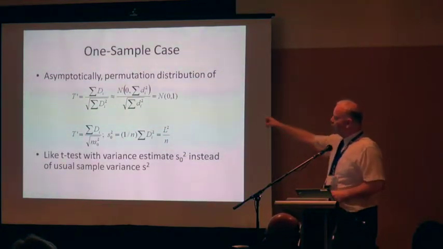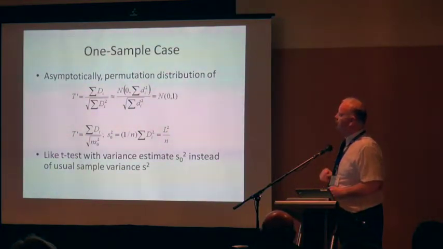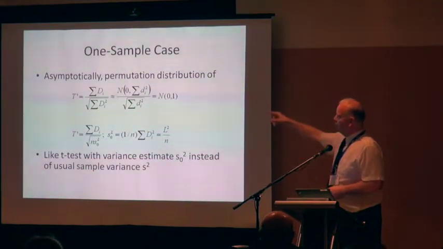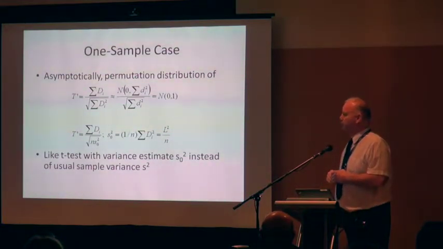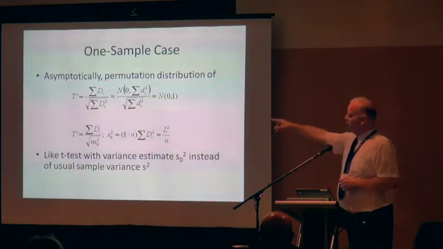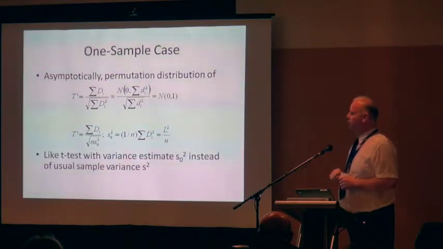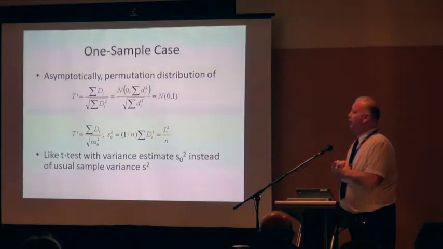So if we divide by the square root of the sum of the squares of the D's, and we look at the permutation distribution of that thing, then the numerator is asymptotically normal with mean 0 and variance the sum of the D_i squareds. The denominator is the root of the sum of little d_i squareds. That's going to be asymptotically normal 0, 1.